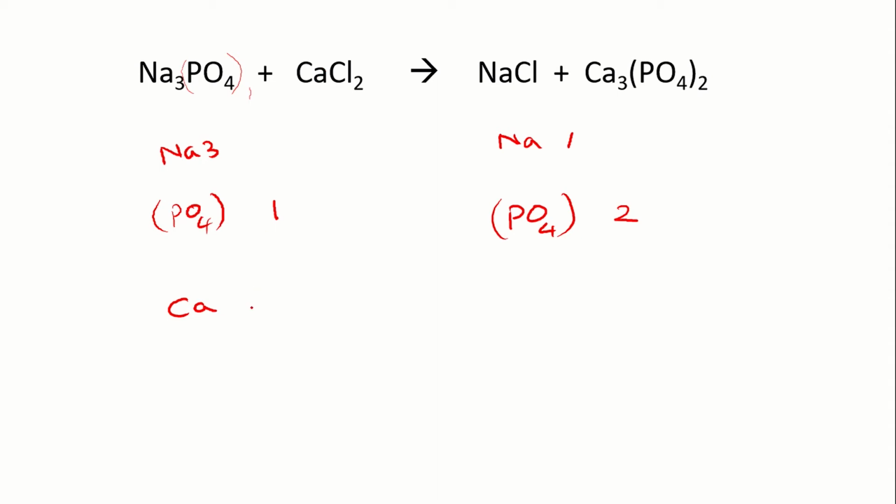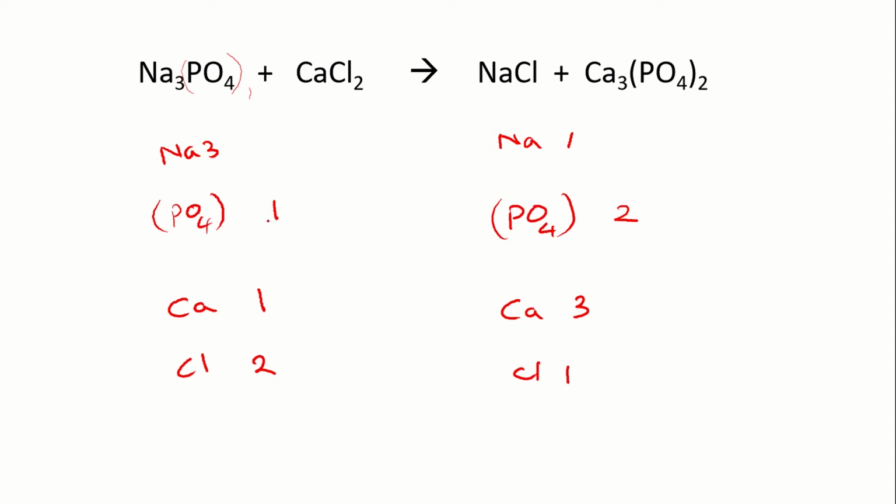How many calcium do you have? You have 1 atom on the reactant side. On the product side, you have 3 calcium atoms. And then I'm going for chlorine. I have 2 on the reactant side, and on the product side, I have only 1.